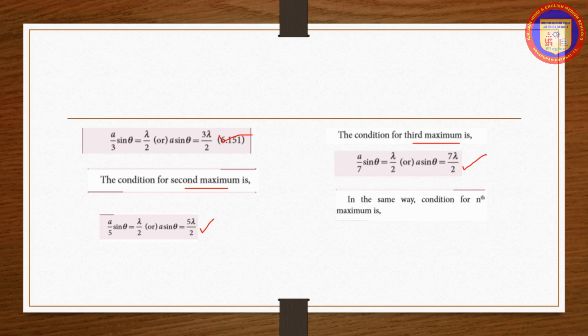In the same way, the condition for the nth maximum is a sin theta equal to (2n plus 1) into lambda by 2, where n equals 0, 1, 2, 3, etc., is the order of the diffracted maximum. The central maximum is called the 0th order maximum. The points of maximum intensity lie nearly midway between the successive minima.